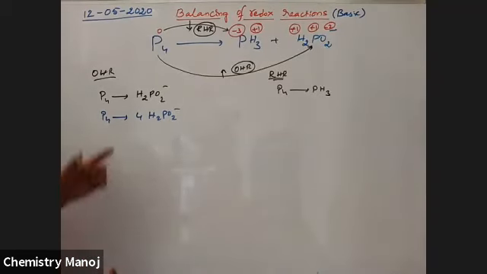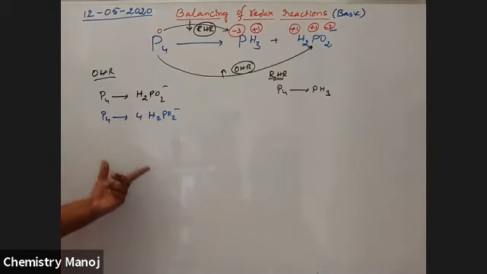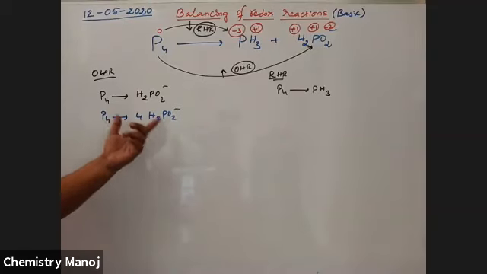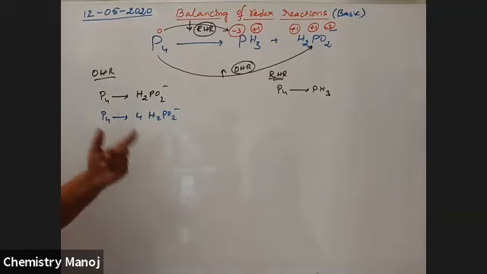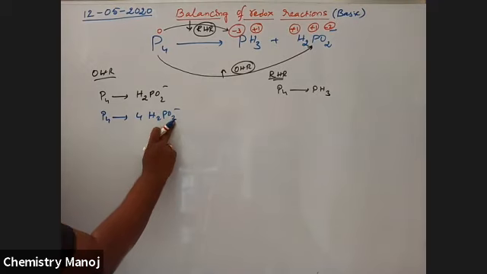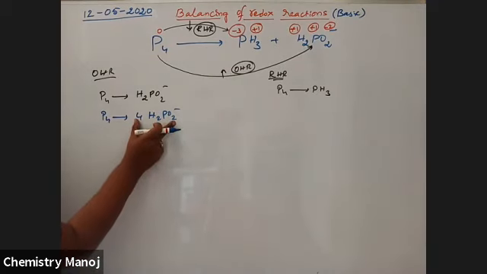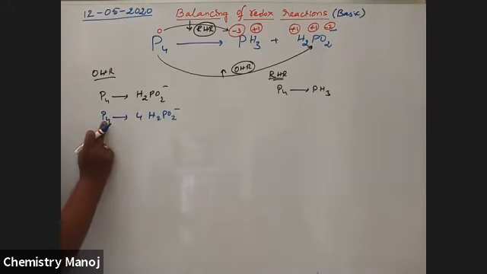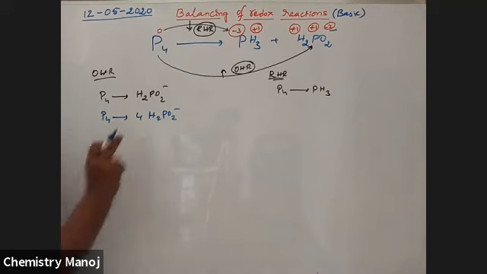Now, is there any extra element other than oxygen and hydrogen? No. So the only extra element is phosphorus, and as it is balanced here, no doubt. Now, while balancing oxygen and hydrogen, first of all balance oxygen. So here 2 oxygens, 2 into 4, 8 oxygens are there. Here no oxygen is there. That's why in LHS, 8 oxygens are in short.